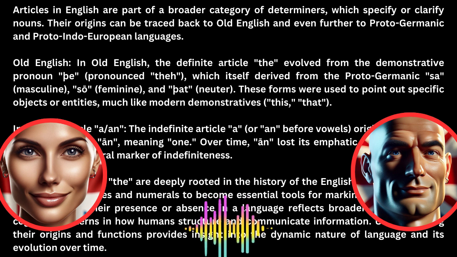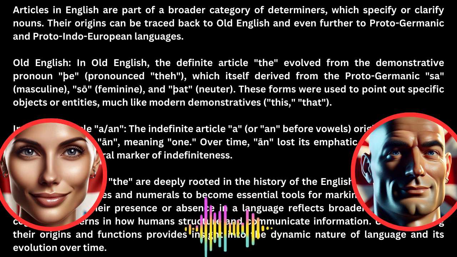So grammaticalization is like a word's journey from a very concrete meaning to a more abstract grammatical function, and articles are prime examples of this journey in action. They've gone from being words with specific meanings like "one" or "that" to serving these vital grammatical roles in English.